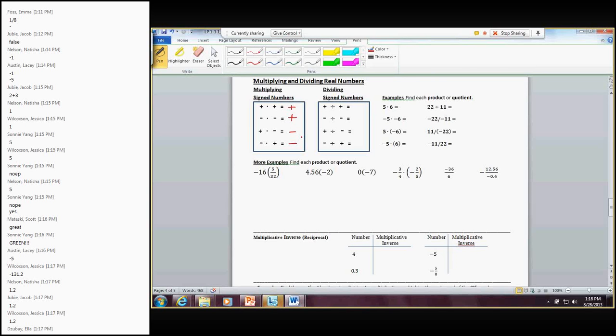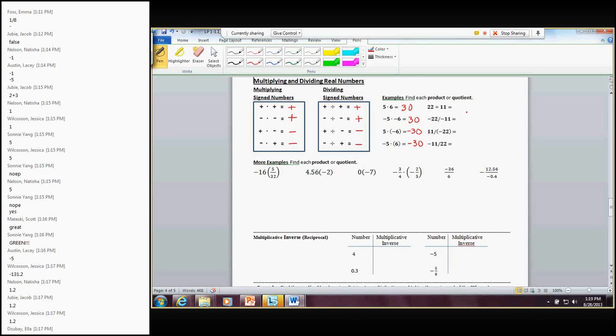Okay, the same rules apply as multiplying and dividing. So positive divided by positive is positive, and negative divided by negative is positive. Positive divided by negative is negative, and negative divided by positive is negative. Okay, so let's look on the right-hand side. 5 times 6 is 30. Negative 5 times negative 6 is also 30. 5 times negative 6 is negative 30, and negative 5 times positive 6 is negative 30. I think people like multiplying and dividing signed numbers better than adding and subtracting.